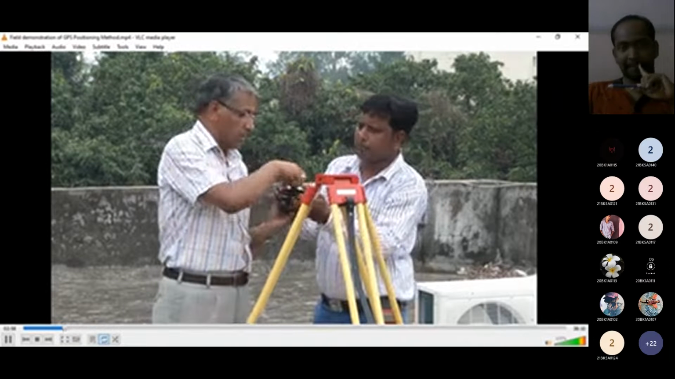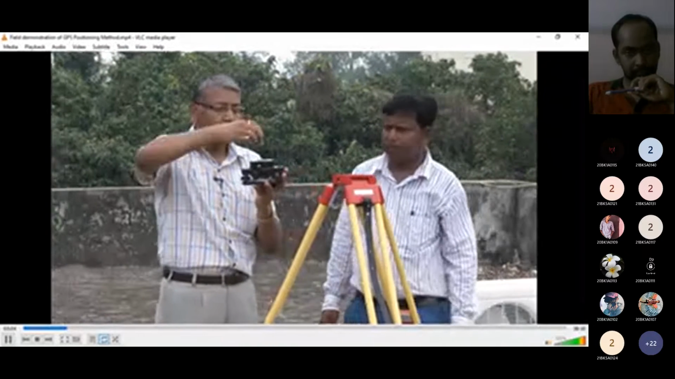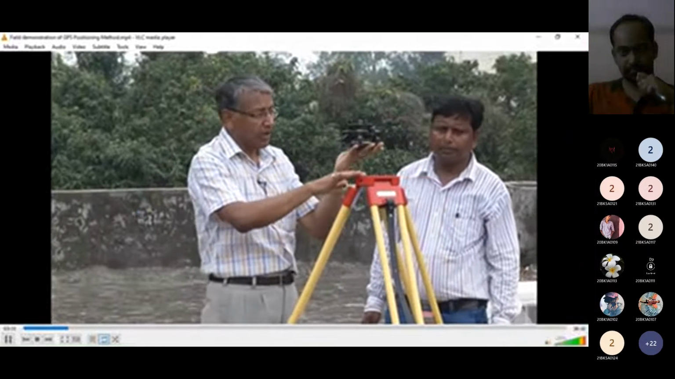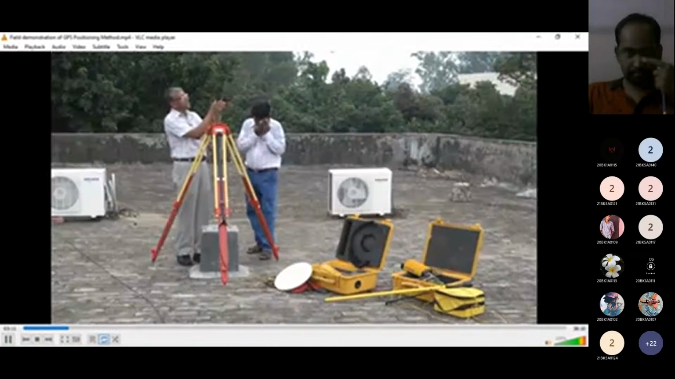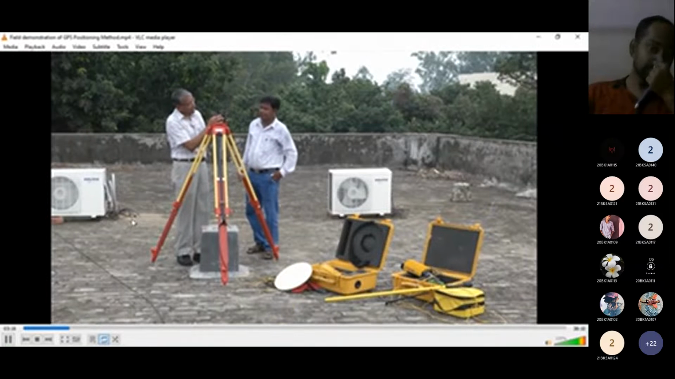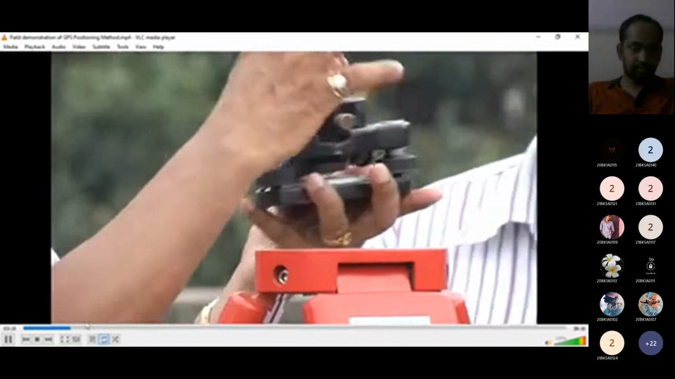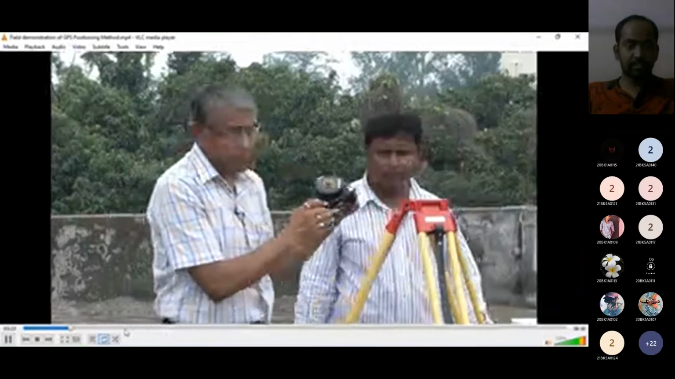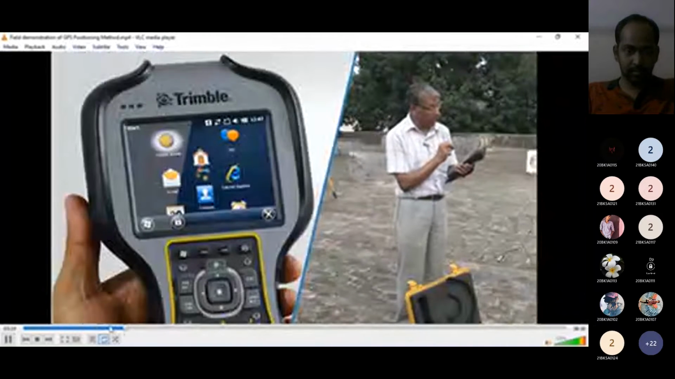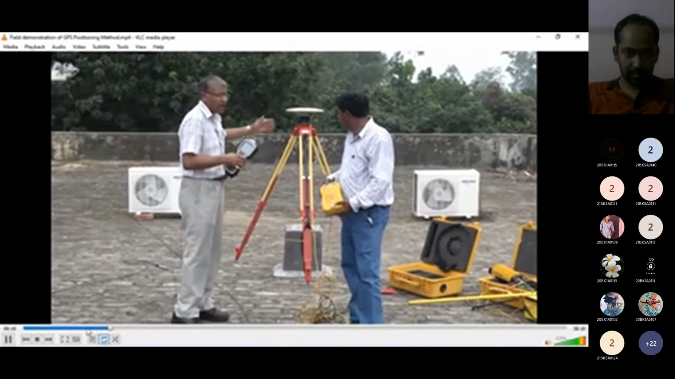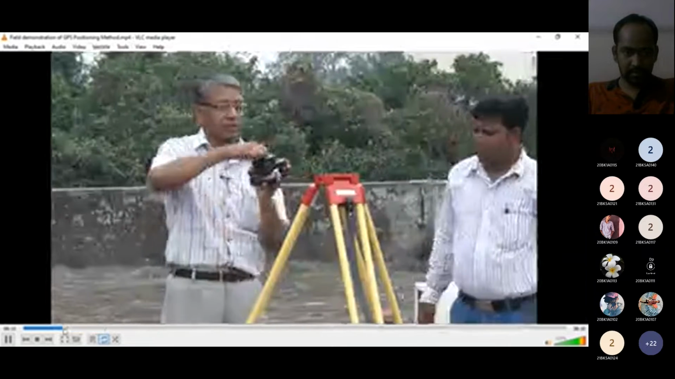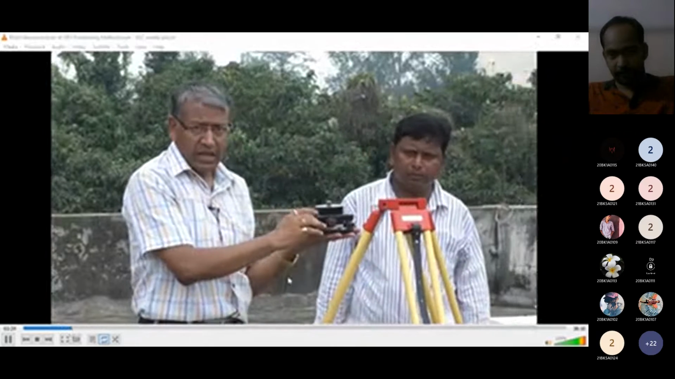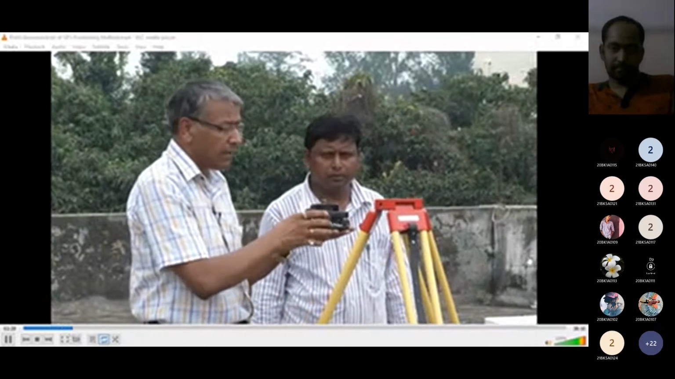This is the trivet and this is the antenna adapter. Both are put together, and before we place it on the head of the tripod stand, we have to take these foot screws in the middle, so that approximate leveling is done. You can see through this bubble, where you can see the leveling part.